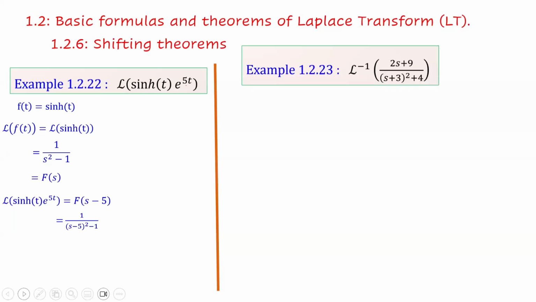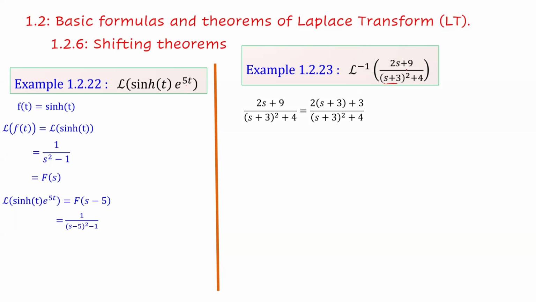Now using this formula, we are going to find one inverse, and the problem is L inverse of (2s plus 9) over ((s plus 3) whole square plus 4). So clearly we can see there is a shifting here. Therefore we need to introduce the shifting version of this.